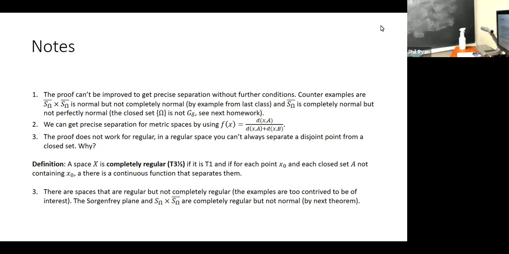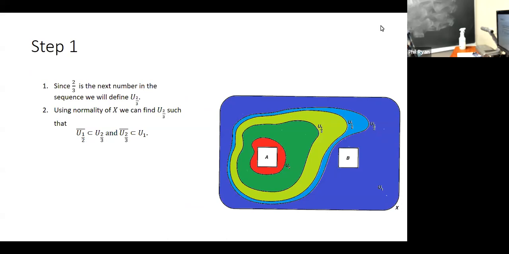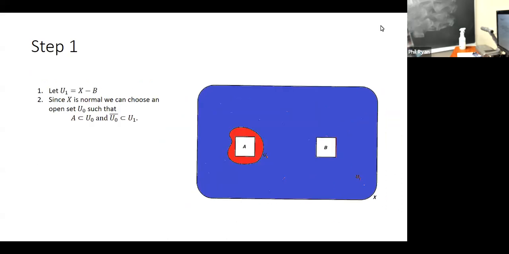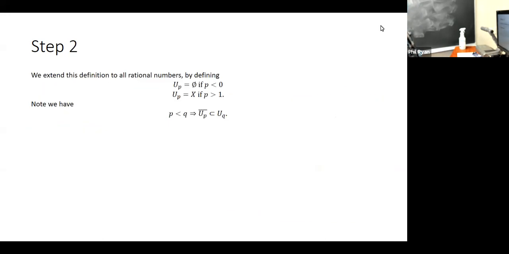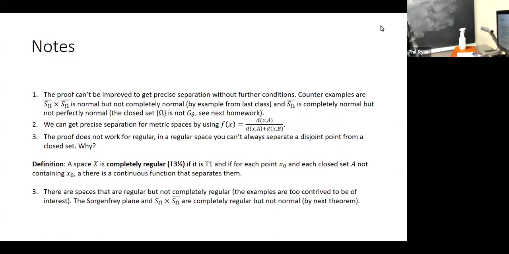The next thing to notice is that you can't use this proof on regular spaces. Right? So you can't always separate a point from a disjoint closed set in a regular space. And the reason is you can do this step one, right? If A is a point, you can get a U zero around it, but it fails at the next step, because now you've got to deal with U zero. And so now you've got closed sets. And that necessarily doesn't mean that you can find open sets that surround them. So regularity can't be extended to complete regularity. And so that's why we have that definition.